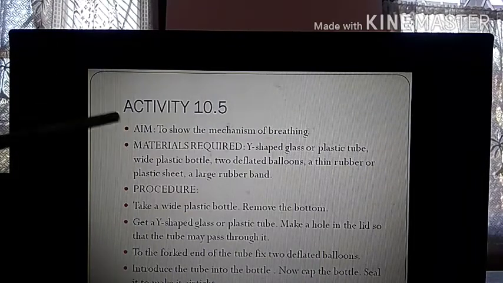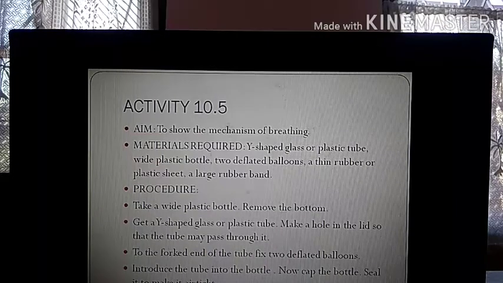So this is activity 10.5. This activity you write in your copies, okay? This is important. Aim: to show the mechanism of breathing. That means here we will show the mechanism of breathing through an activity.